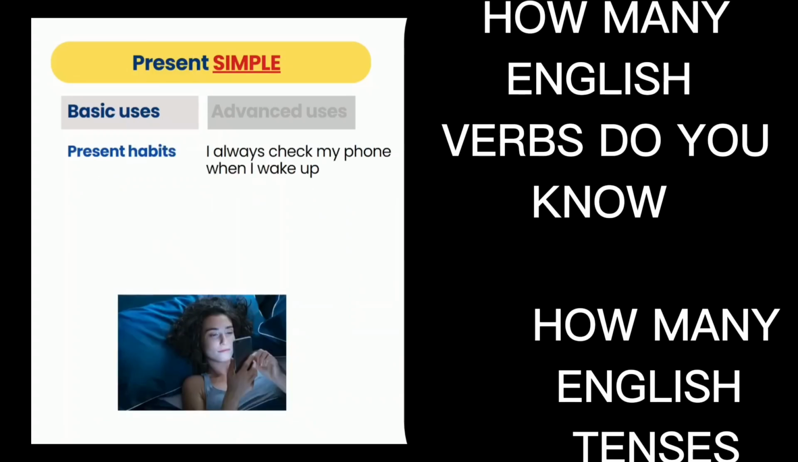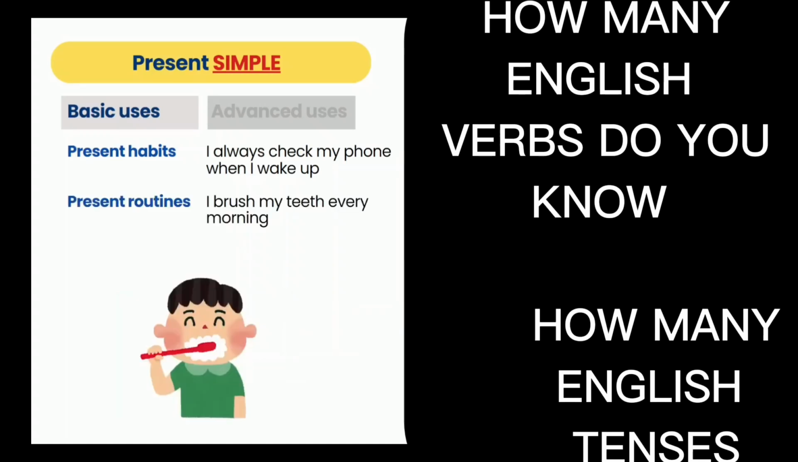Also for present habits. Are there things which you just find yourself doing again and again? For example, I always check my phone when I wake up. For present routines, use the present simple. That's something that happens at the same time over and over again. For example, I brush my teeth every morning.